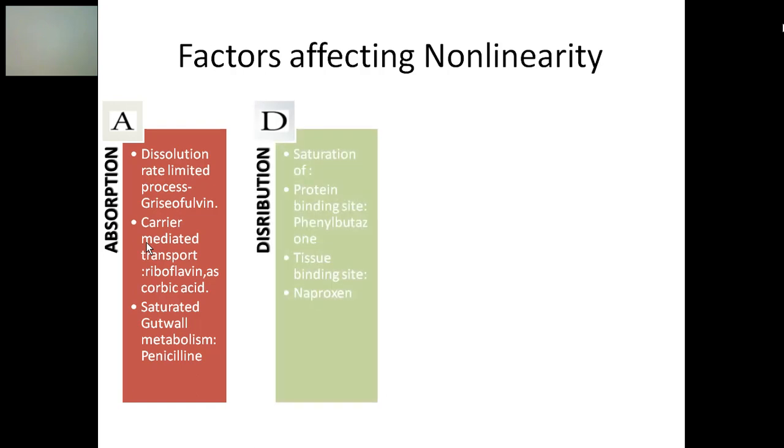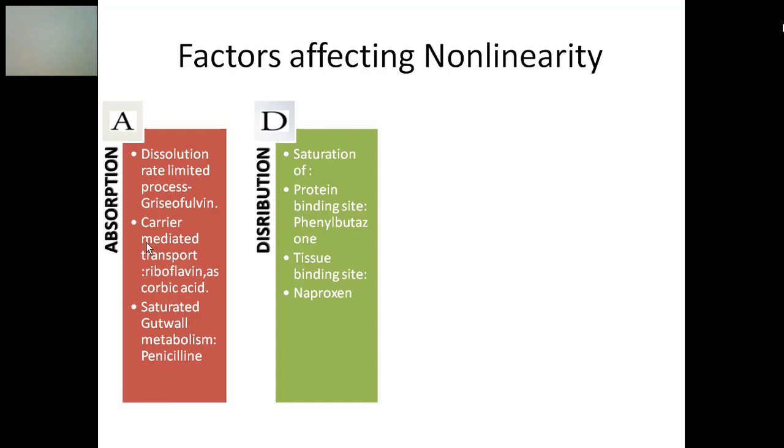Next, if you consider the distribution process, saturation may occur at two stages. Firstly, the protein binding site, example phenylbutazone. If there is saturation in the protein binding site, the pharmacokinetic factor affected is the volume of distribution, and the saturation of protein binding results in an increase in the volume of distribution. On the other hand, if you have saturated tissue binding, example naproxen, it lowers the volume of distribution.